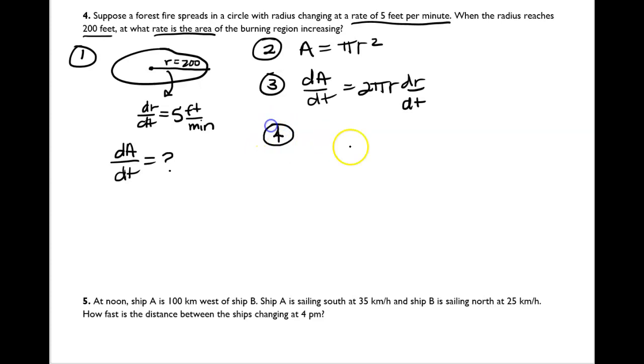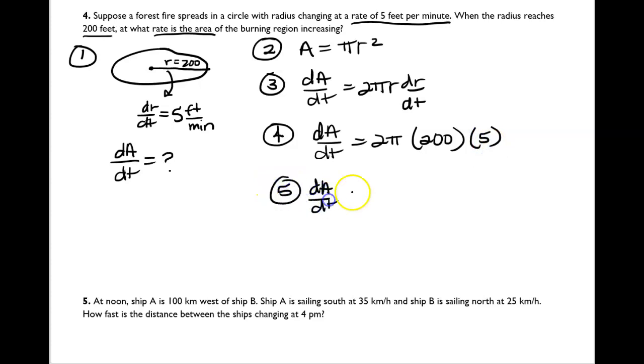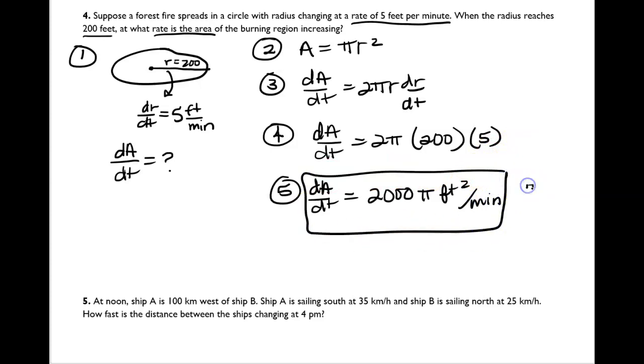Step 4, I'm going to go ahead and plug in. My dA/dt is what I'm looking for. My r, my radius, is 200. My dr/dt is 5. So my dA/dt is 2,000 pi. And don't forget your units. This is area over time, so that would be feet squared per minute. And don't forget your smiley face.